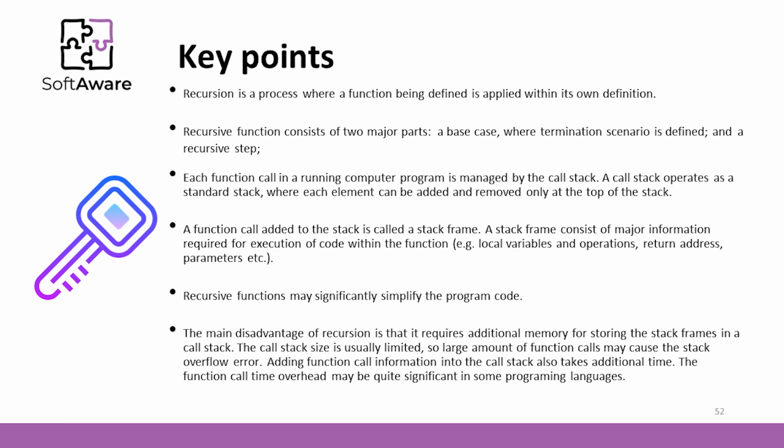A stack frame consists of major information required for execution of the code within the function, for example, local variables and operations, return address, parameters, etc. Recursive functions may significantly simplify the program code. The main disadvantage of recursion is that it requires additional memory for storing the stack frames in a call stack. The call stack size is usually limited, so a large amount of function calls may cause the stack overflow error. Adding function call information into the call stack also takes additional time. The function call time overhead may be quite significant in some programming languages.